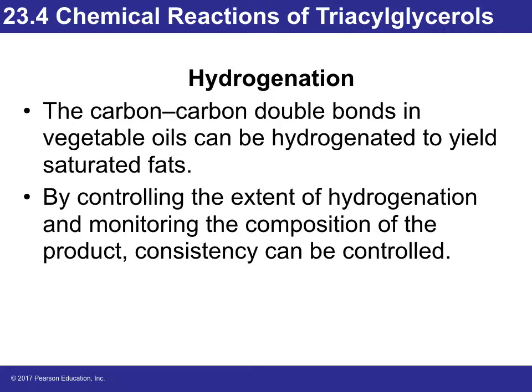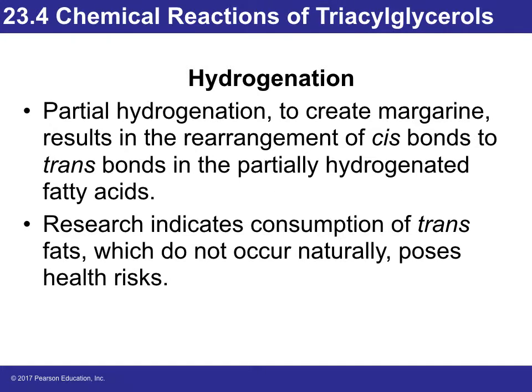By controlling the extent of hydrogenation and monitoring the composition of the product, consistency can be controlled. Now we go to partial hydrogenation, such as margarine, which involves the rearrangement of the cis bond to a trans bond in the partially hydrogenated fatty acid. However, research has found that those that we call trans fats, which do not occur naturally, pose even higher health risks than the saturated fatty acid.